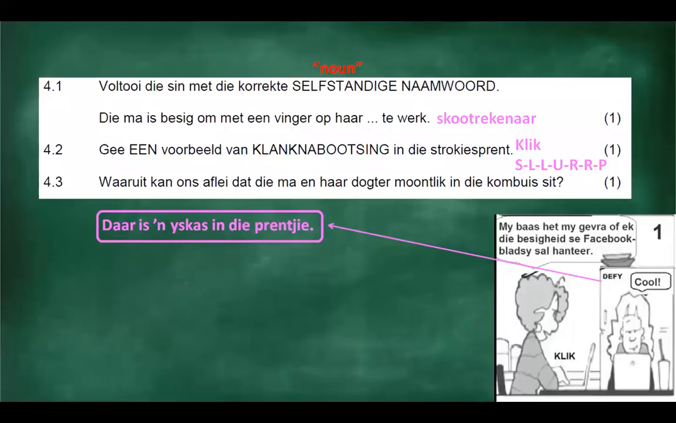Okay, so probeer aan 'n manier dink hoe jy by jou antwoord kan uitkom as jou woordeskat bietjie ontbreek. Try and find a way to give an answer, even though you don't always have the vocab. To write it, because you might just get the mark.